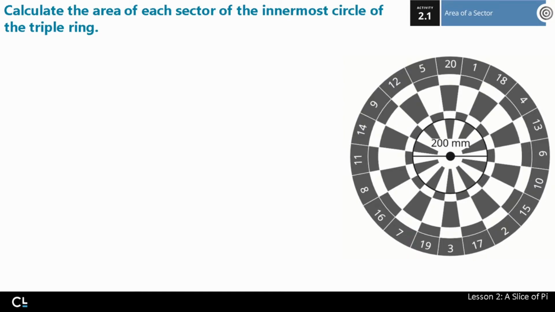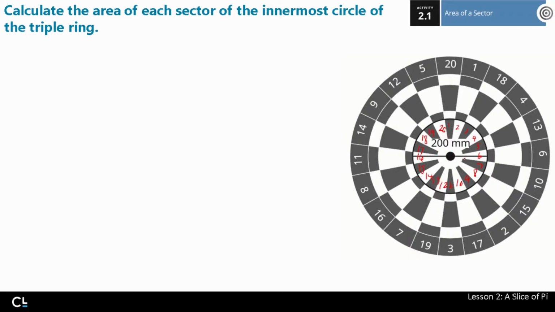Now we might say to ourselves, how can we do this, right? How can we calculate the angle of each of these sectors, right? Well, the way we could do this is we could count how many sections are there here in the inner ring. There's 1, 2, 3, 4, 5, 6, 7, 8, 9, 10, 11, 12, 13, 14, 15, 16, 17, 18, 19, and there's 20.